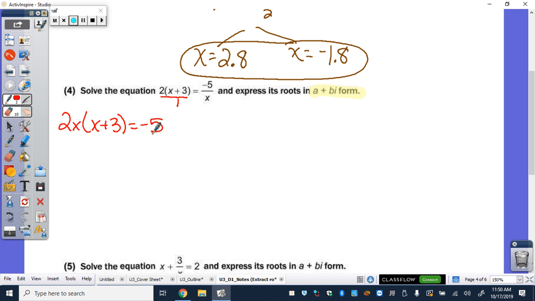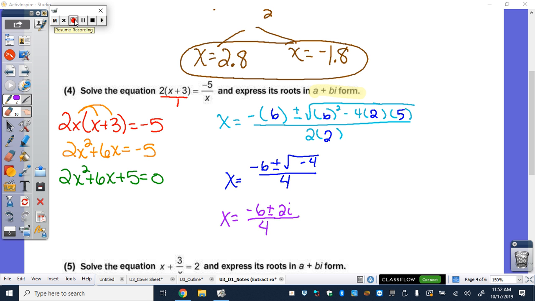So instead of 2 times x plus 3, it'd really be 2x times x plus 3 equals 1 times negative 5, so negative 5. So distributing our 2x, we get 2x squared plus 6x. And then add our 5 back over. And then let's have you practice. Plug that into your quadratic formula. See what you get for your answer.